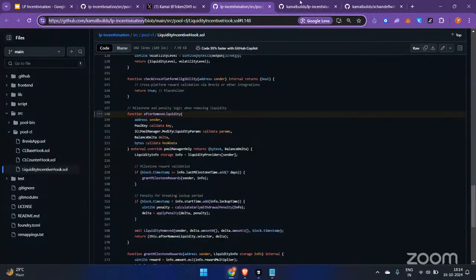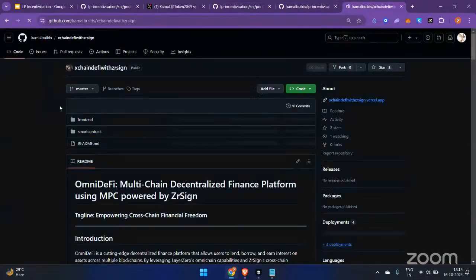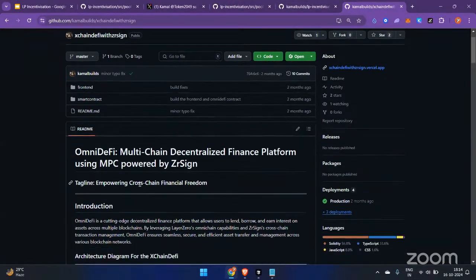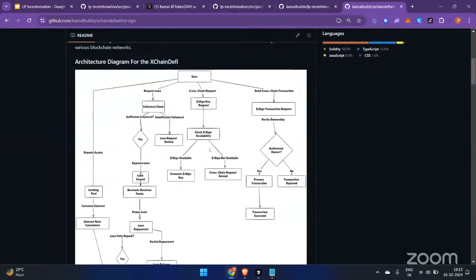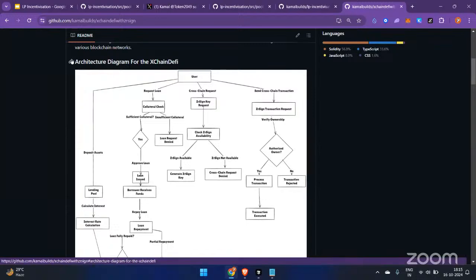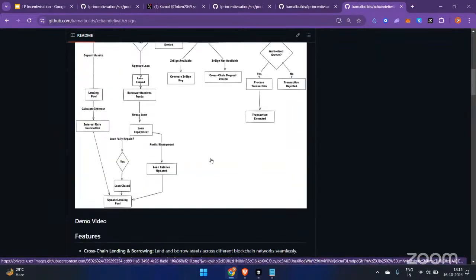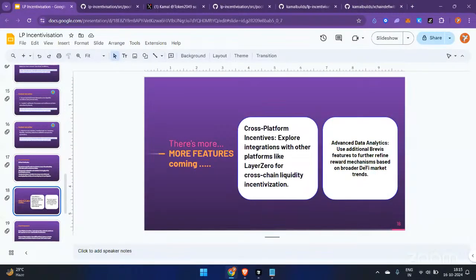I have worked on an application called cross-chain DeFi with ZeroSign, which utilizes Layer Zero for doing the transaction. Imagine you are on Ethereum, and you want to add liquidity on Polygon using the Pancake Swap V4 hook. You can do so just by signing the transaction. It utilizes MPC, multi-party computation, powered by ZeroSign. So you just have to sign the transaction, and your liquidity would be added to that liquidity pool. I'm working on this protocol.